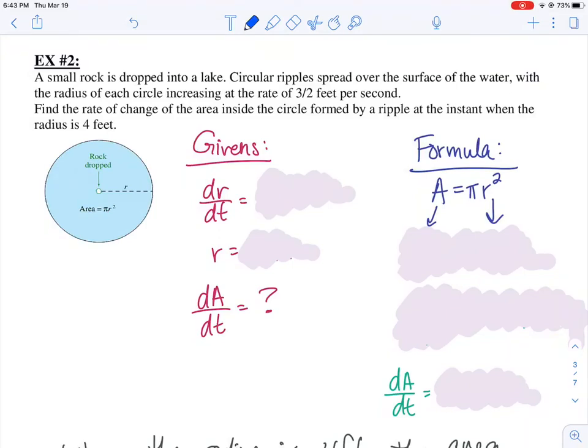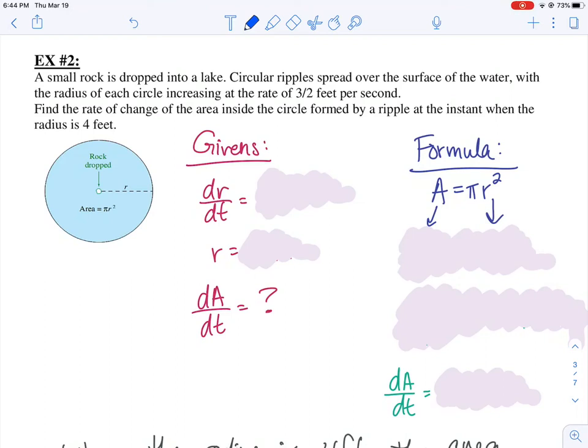Okay, here's example 2 from 14.5. Here's where we're going to get into a little bit more of the real world or application problems. Example number 2 says you have a small rock and it's dropped into a lake. Circular ripples spread over the surface of the water with the radius of each circle increasing at a rate of 3/2 feet per second. Find the rate of change of the area inside the circle formed by the ripple at the instant when the radius is 4 feet.